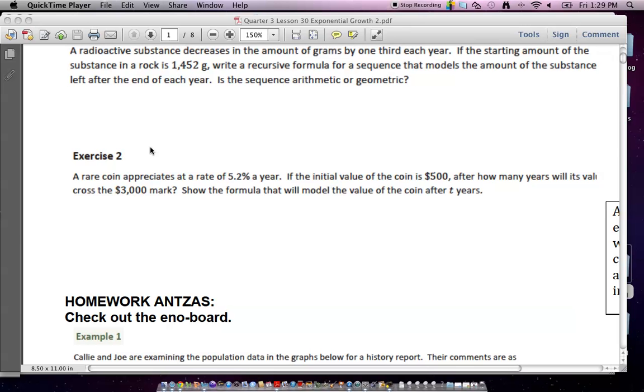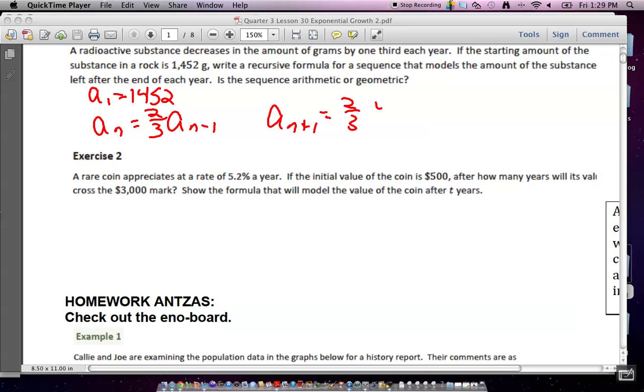What's the significance of the 1452? This is the first term. First term, and how do we represent the first term? A1. A sub 1 is 1,452. Good. Now, when I write a recursive formula, I say the new term is, and then something with the previous or old term. Now, what's going on in this problem? It's decreasing by 1/3. Which means what part remains? 2/3. So there is your recursive formula. Yay. Remember, you could have also written this for the last part of this. Okay, that's perfectly acceptable as well. Any questions? No, okay.